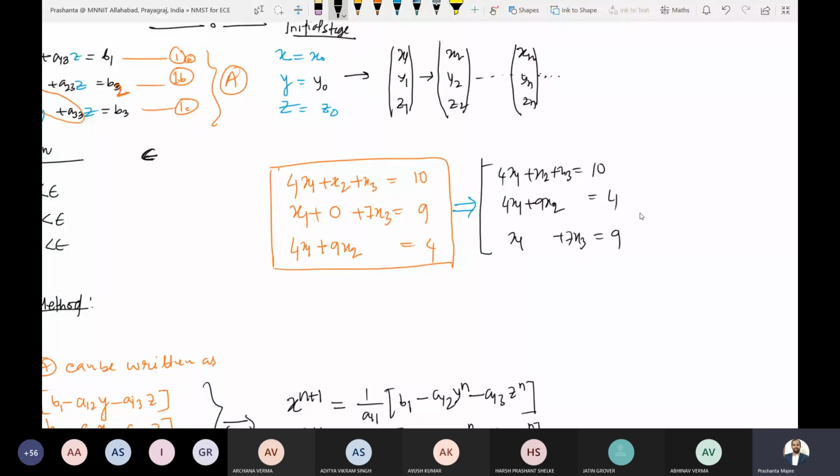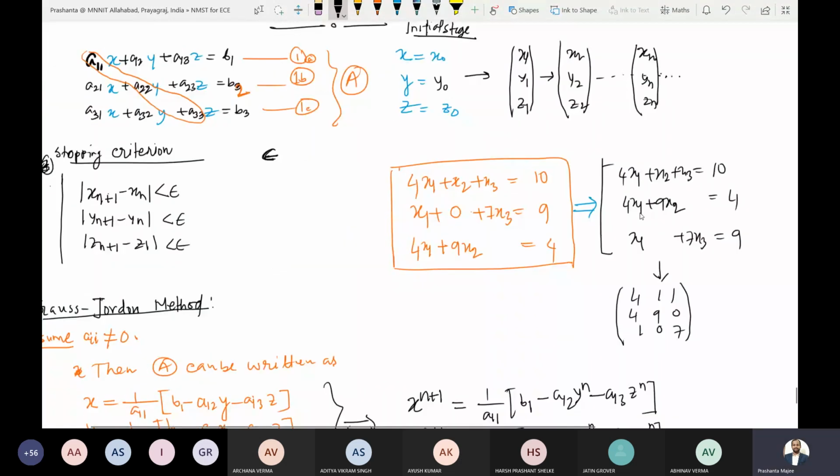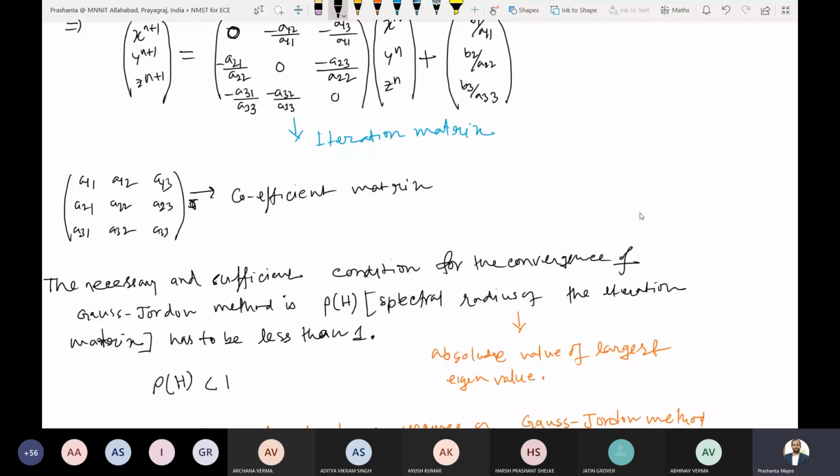And we see that while doing so, the coefficient matrix is diagonally dominant. What is the coefficient matrix now? Here, the coefficient matrix will be 4, 1, 1, 4, 9, 0, 1, 0, 7. So this is a diagonally dominant coefficient matrix. If we apply the Gauss-Jordan method, whatever initial guess we choose will lead towards the solution of the given system of equations. Okay, so that was the theory. Let us quickly solve one problem and see what we shall do.